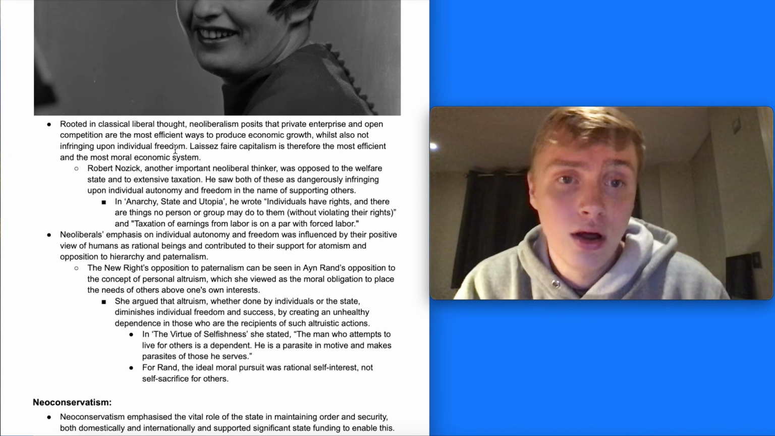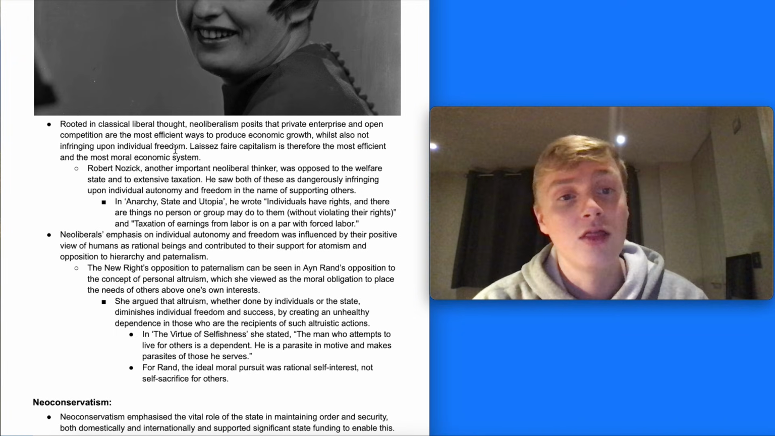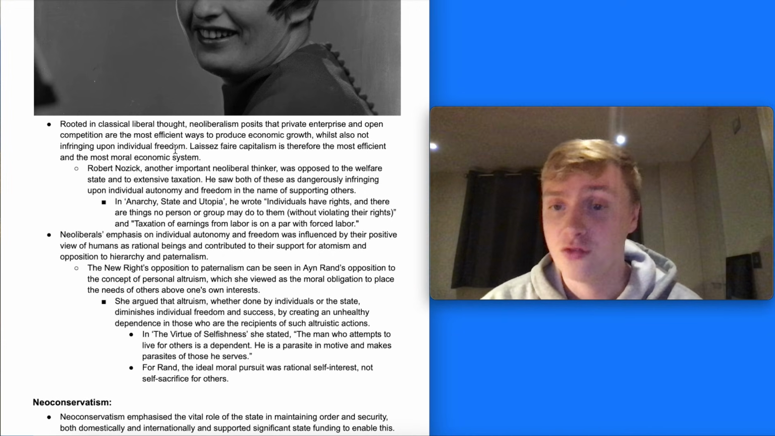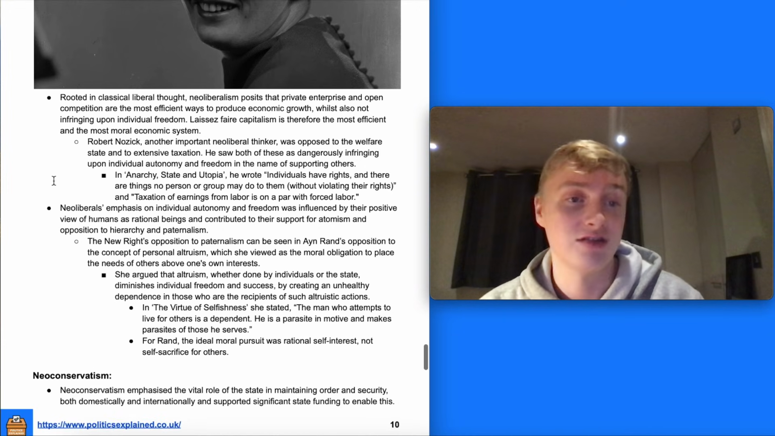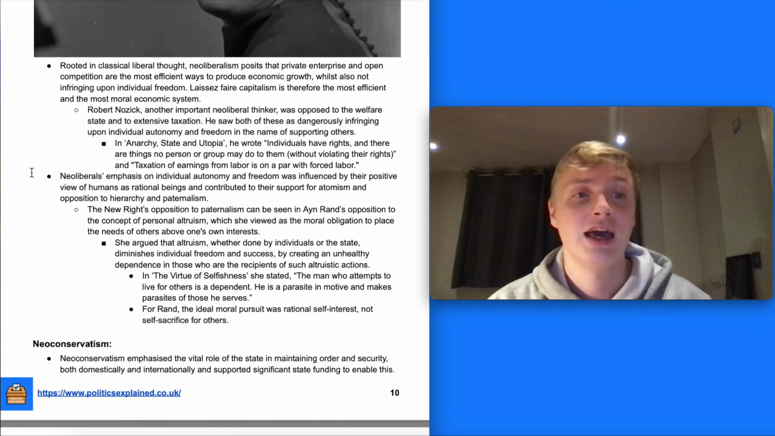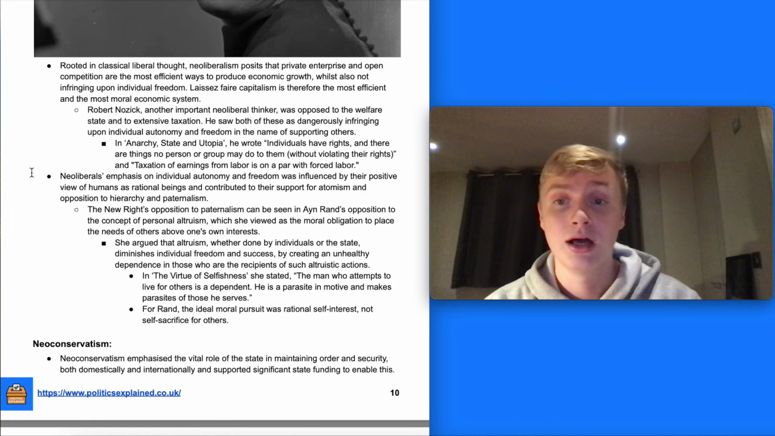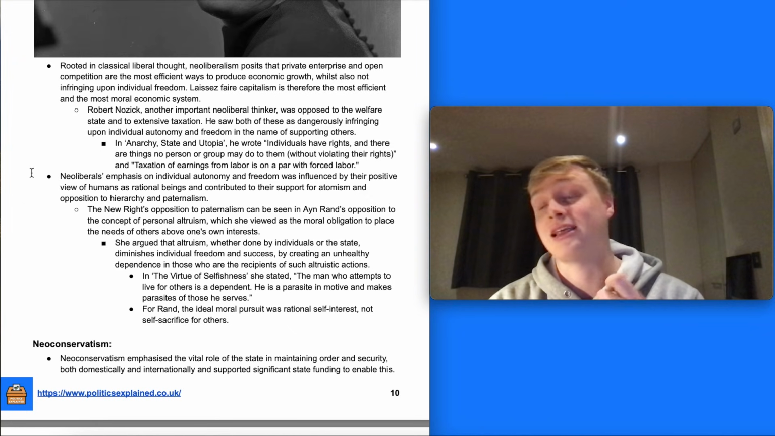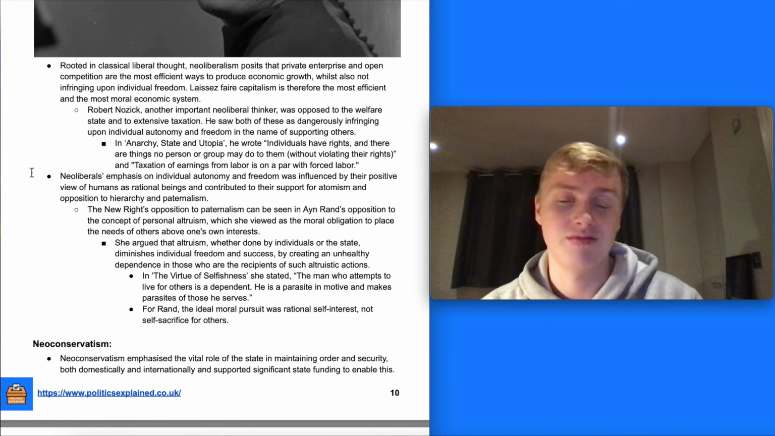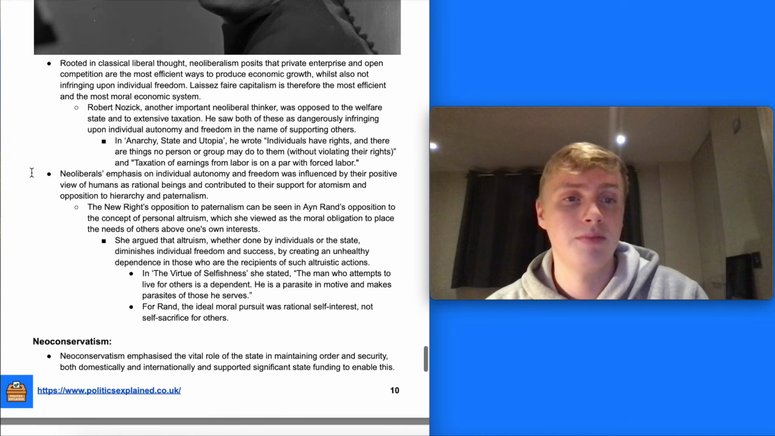Rooted in classical liberal thought, they believe that private enterprise and the open competition of the market are the most efficient way to produce economic growth, whilst also not infringing upon individual freedom. As I said, very driven by individual freedom, a key classical liberal view. And they ultimately believe that laissez-faire capitalism is the most moral economic system, because they believe that respecting individual freedom and laissez-faire capitalism is a moral pursuit, not just an economic or pragmatic one, because they think it is the best system as well.